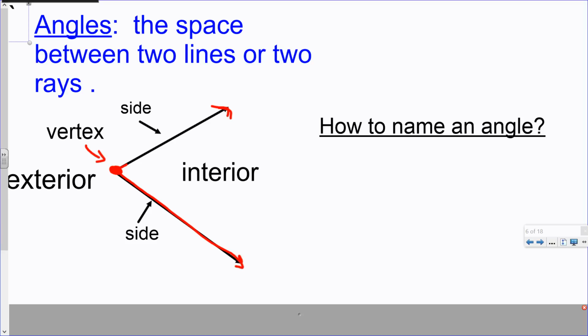Let's go ahead and add some points to the angle. This way we can name it. So off to the side, you're going to write how to name an angle. I'm going to show you 3 different ways to name an angle. Let's put a point here. Let's call this point P. Let's call the vertex point Q. Do that with me. And let's put a point on this side. Let's call it R.